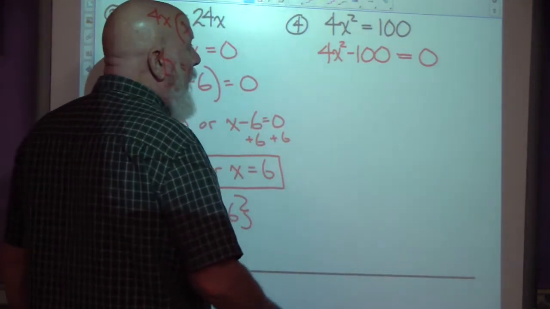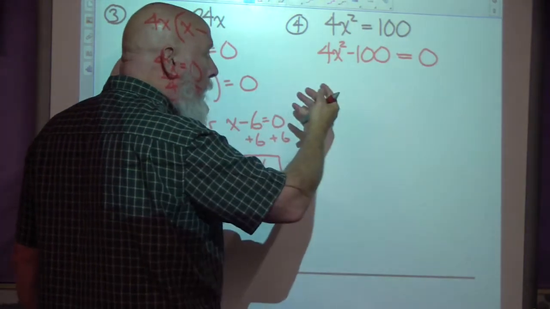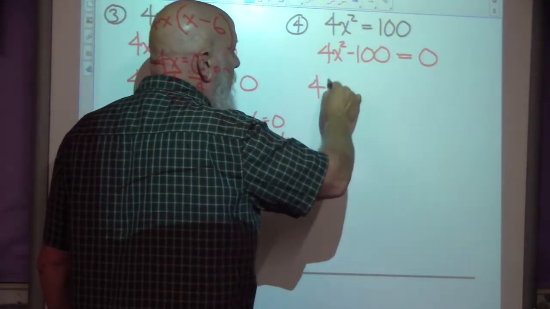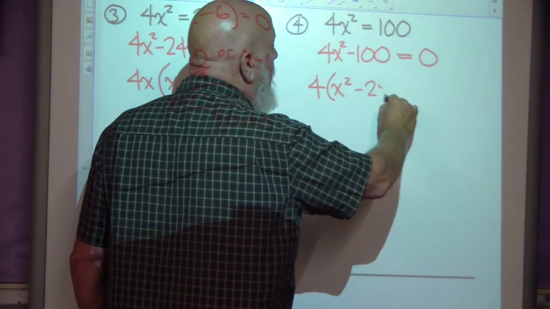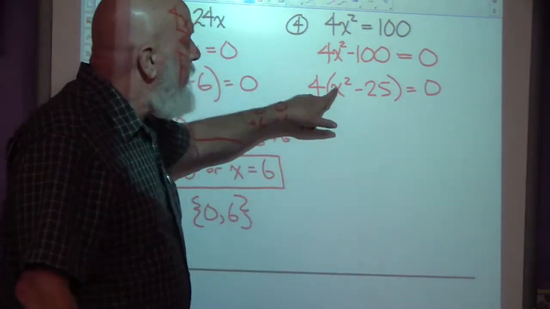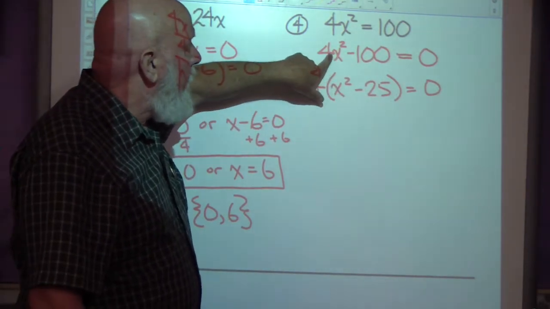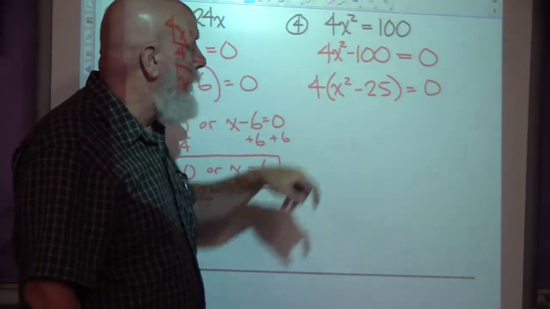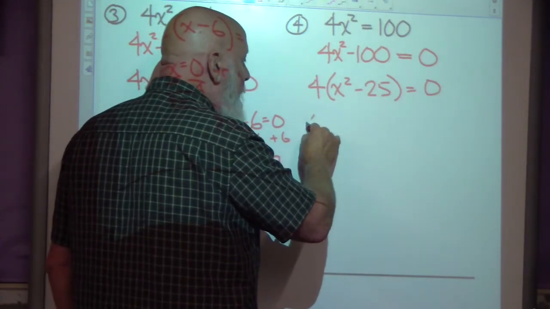Now look up here and say, hey, they both have a factor of 4. So I'm going to factor that 4 out. That gives me x squared minus 25 is equal to 0. And I look at this and I say, well, that's a difference of squares. That's a difference of squares too. But they had a common factor of 4, so I pulled it out, and the remaining binomial is also a difference of squares. So I'm going to factor this using the difference of squares pattern.